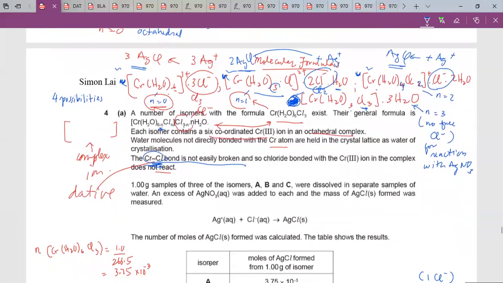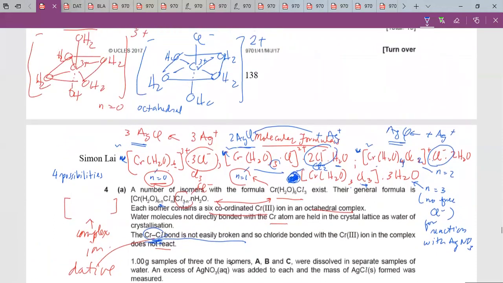Now let's look at the question. 1.00 gram of 3 of the isomers A, B, C, not 4, were dissolved in separate samples of water. Dissolved means what? They will ionize to give you your complex ion, like this one here, this part here, and this part here. That means 1 mole will give you 3 moles of Cl minus.